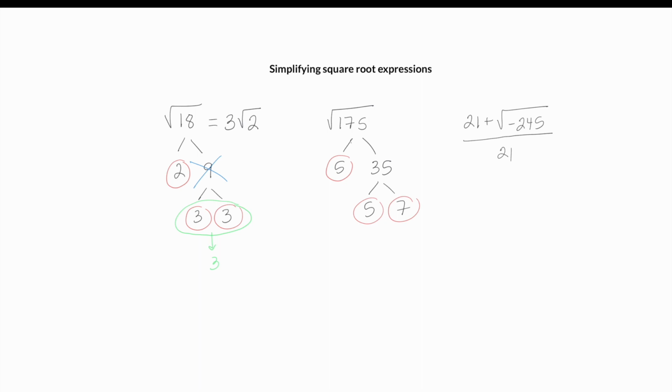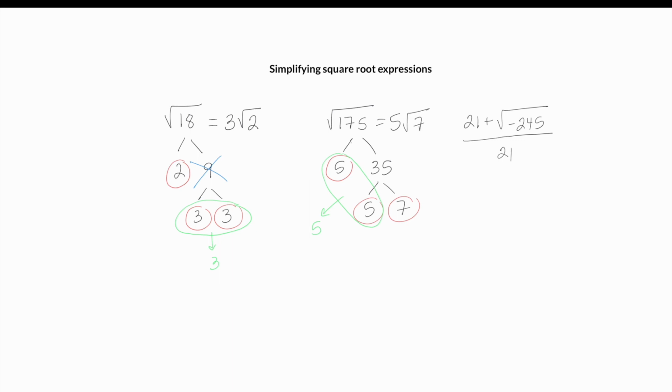So I'm looking at the breakdown. This 175 consists of 5, 5, and a 7. So the 5s make up a pair. One number from that pair will go outside of the answer, 5 here. And then the number that didn't get paired up, the 7, will be back under the radical.